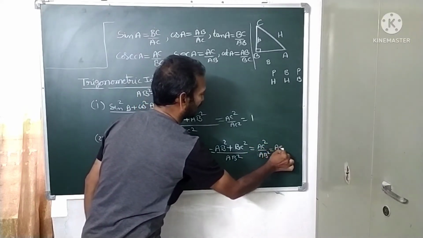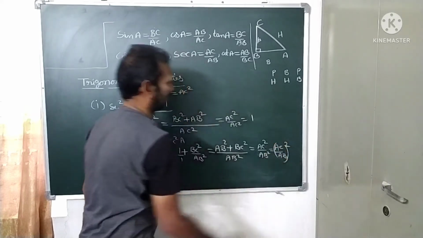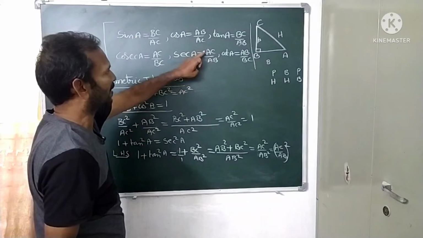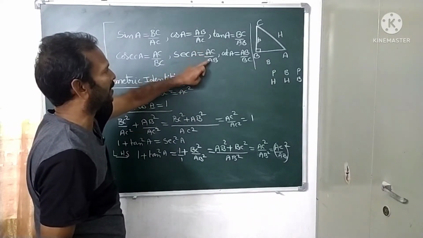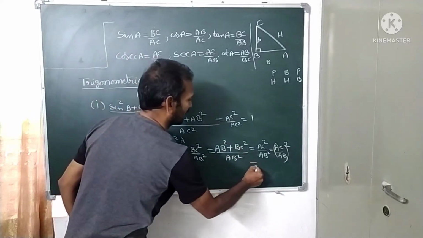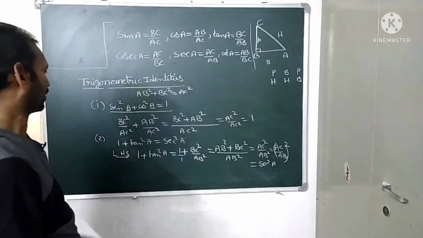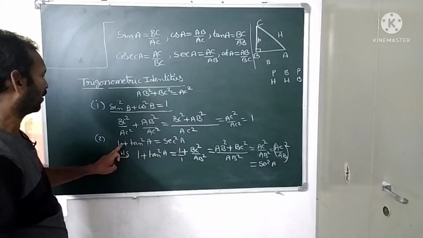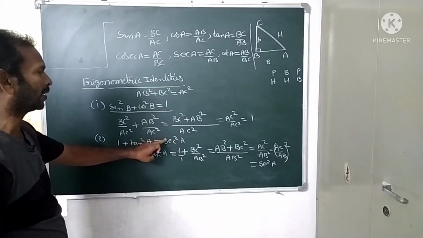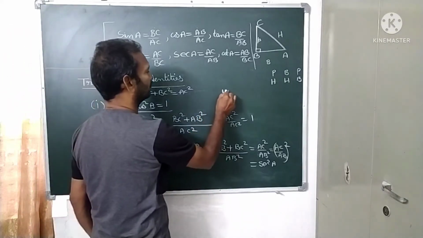Now, take AC by AB whole square. AC by AB is equal to secant A. That means this is equal to secant square A. So what is the identity? 1 plus tan square A is equal to what? Secant square A. Now, third identity.